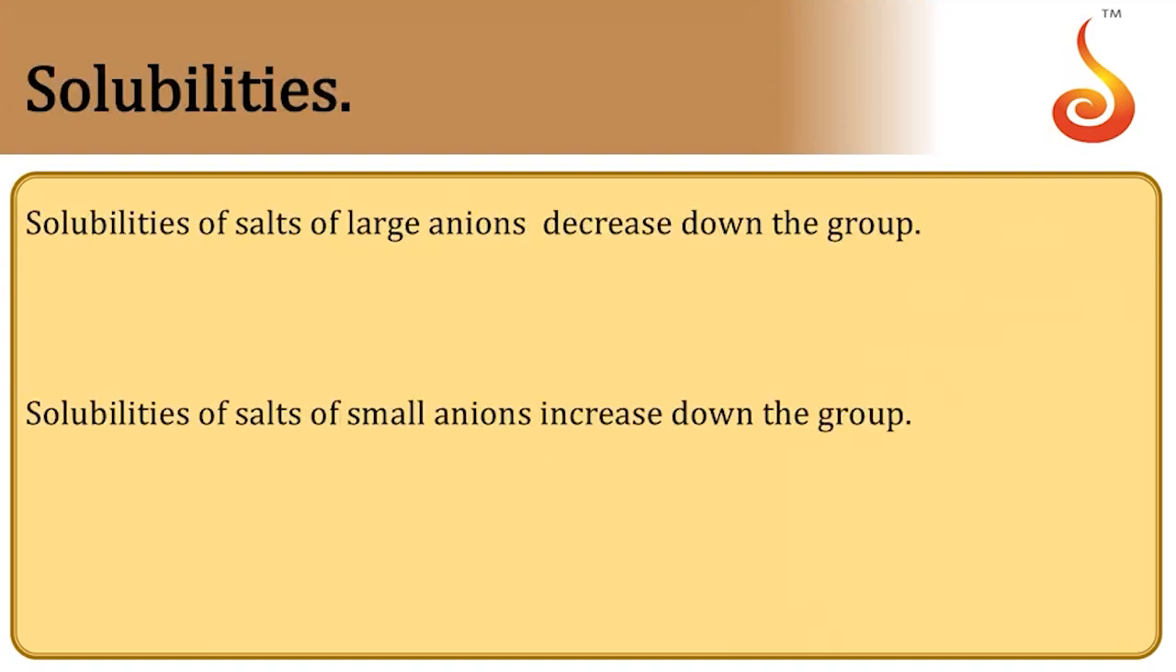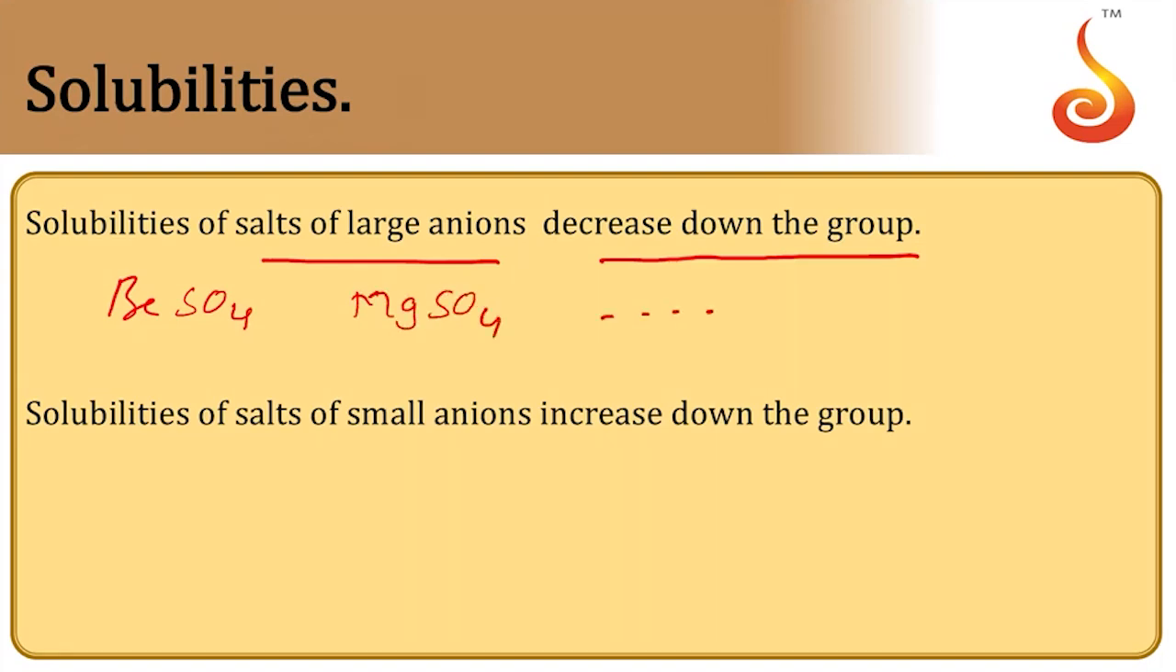Then comes solubilities now. Solubilities of these metal salts of larger anions are decreasing down the group. Means, for example, let us take sulfates. So beryllium sulfate, then comes magnesium sulfate, so on and so forth. Let us take barium sulfate. When you consider the sulfates, the solubilities are decreasing down the group. Means first is more soluble, last is less soluble. This is going to be the order of solubility in them.